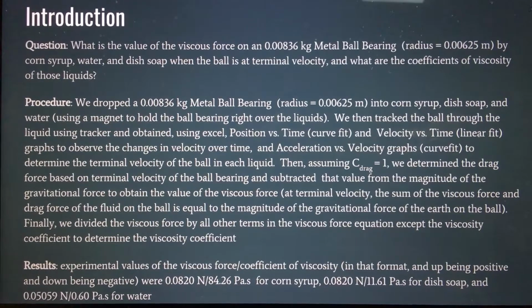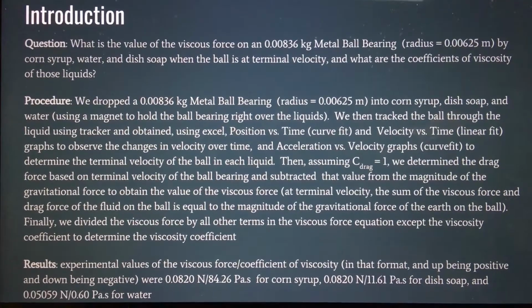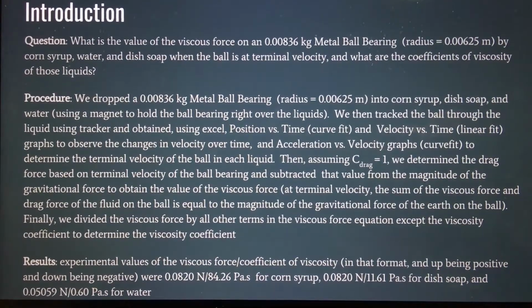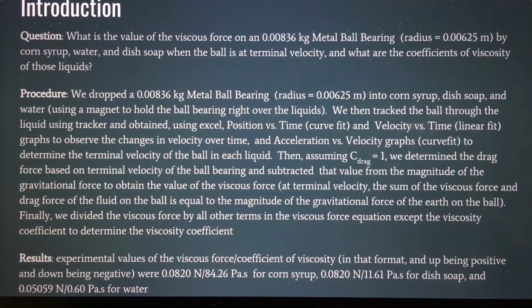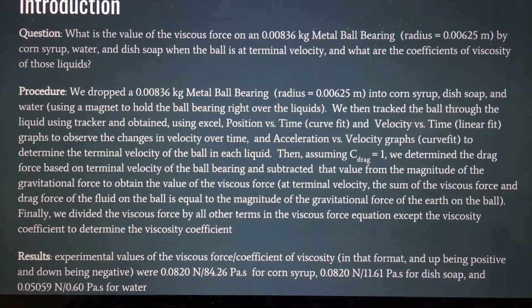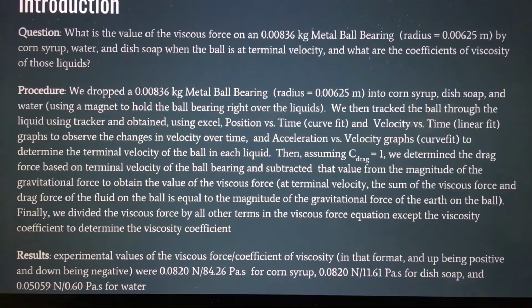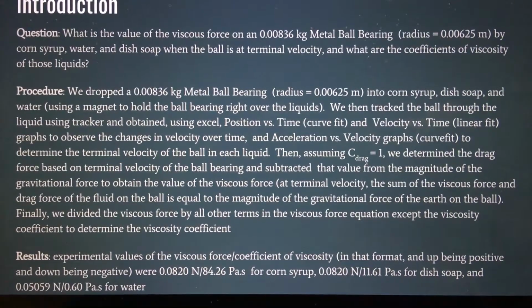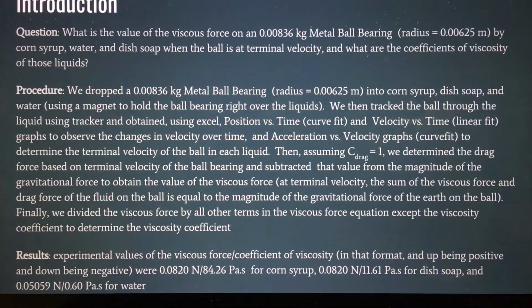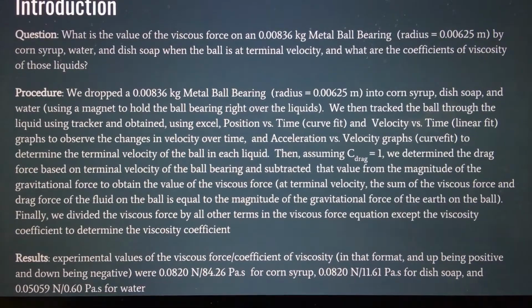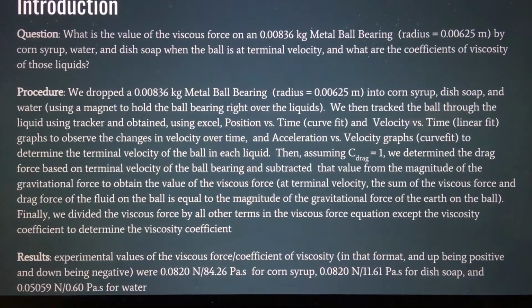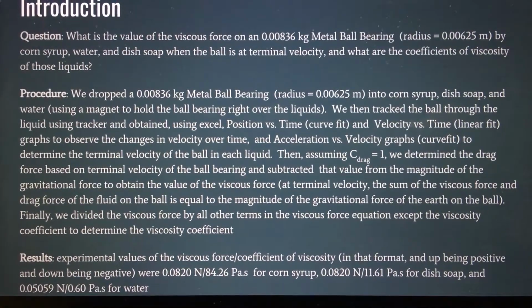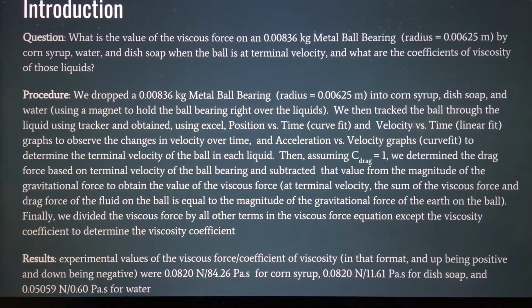In order to do this, we use Tracker and Excel to obtain the position versus time, velocity versus time, and acceleration versus velocity graphs to get the terminal velocity. Using this value, along with assuming that the coefficient of drag is 1, we obtain the drag force and subtract it from the gravitational force to obtain our viscous force, and from there we were able to calculate our coefficients of viscosity. For our results, our values for viscous force were 0.0820 newtons, 0.0820 newtons, and 0.05059 newtons for corn syrup, dish soap, and water respectively.